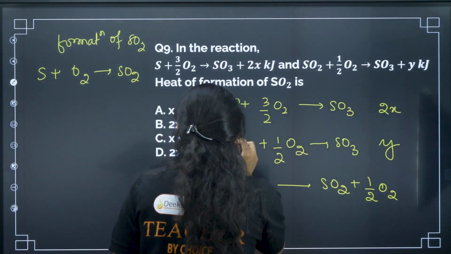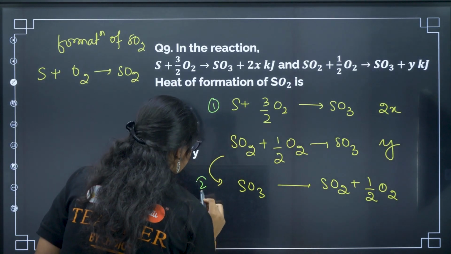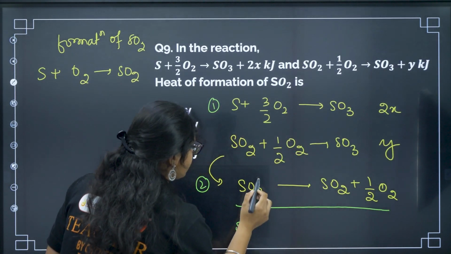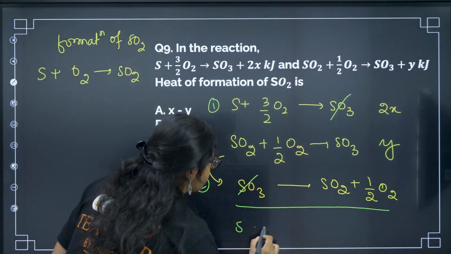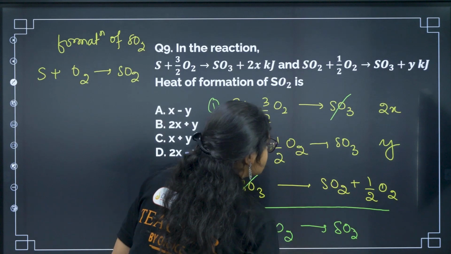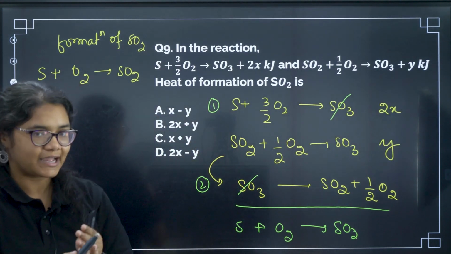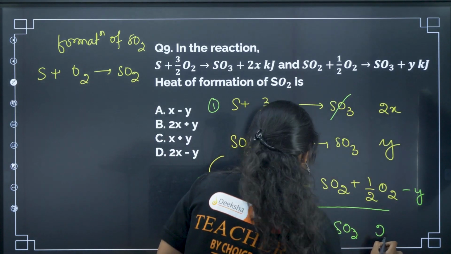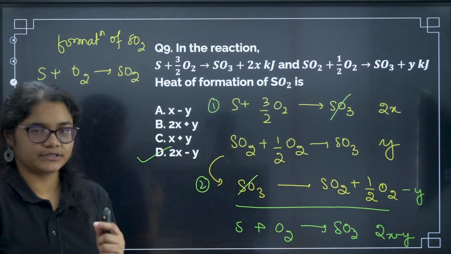Now if I add the first reaction and this second reaction, we will get here S, then SO3 will be cancelled. 3 by 2 and minus 1 by 2 will get O2 giving you SO2, right? When the reaction is reversed, the delta H value also changes sign. So this one will become minus Y. So the addition will be 2x minus Y. So the correct answer for this question will be option number D.